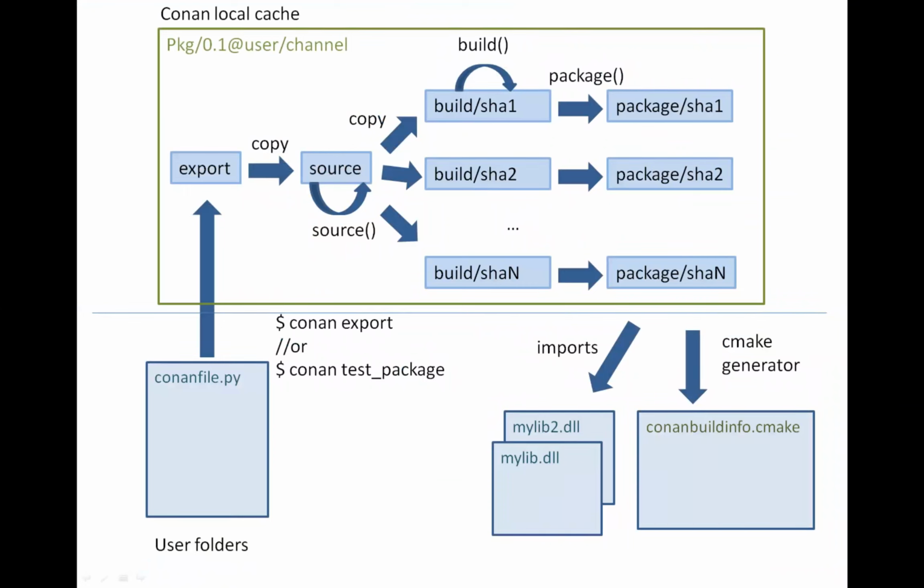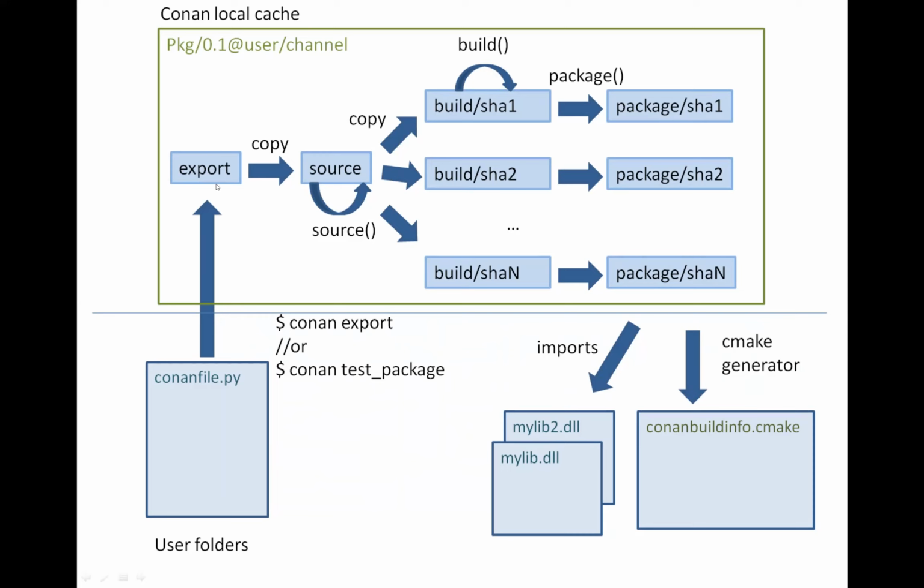Okay. So here the lower part of the slide is the user space, the user folders. First, the Conan file is in the user folder. And the moment you execute a Conan export or a Conan test package, the first step is to copy this Conan file into the export folder. Every single square in the upper part of the slide is a different folder. So it will copy the Conan file into the export folder. And if we specify export sources, it will also copy other files like the sources into the export folder.